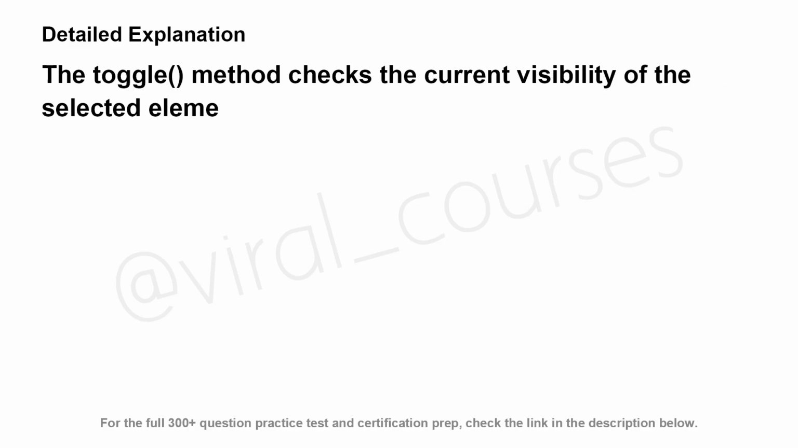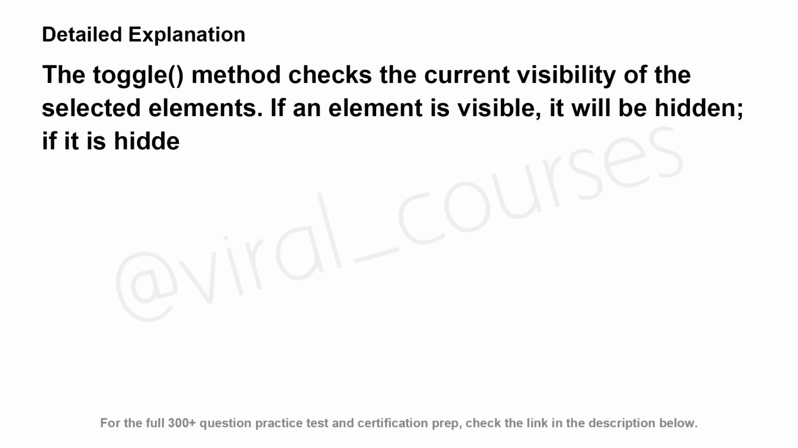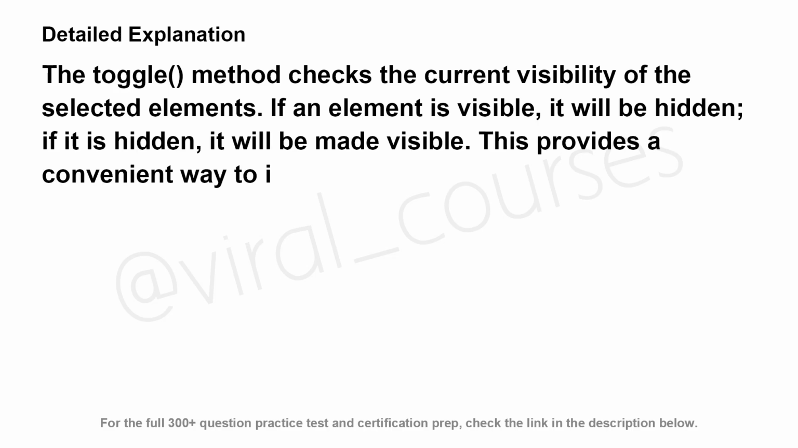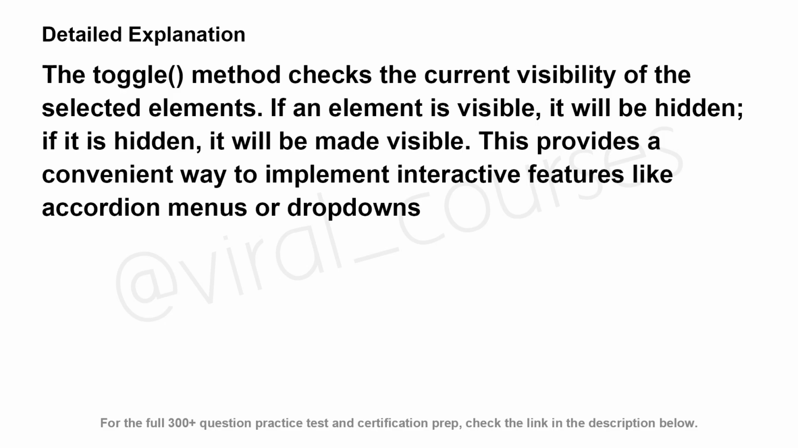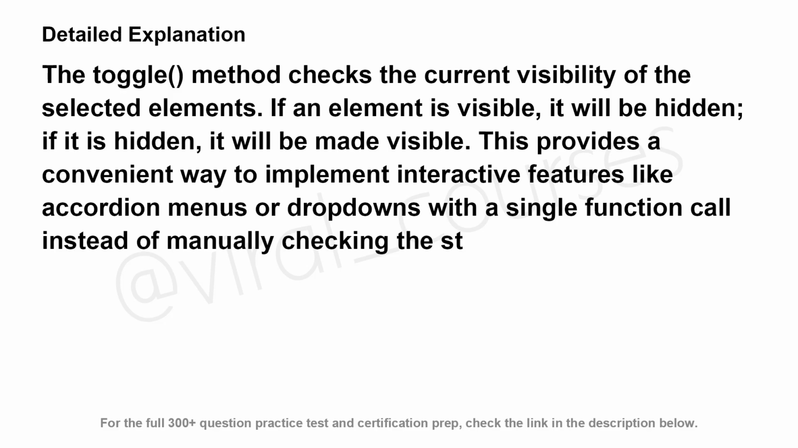The toggle method checks the current visibility of the selected elements. If an element is visible, it will be hidden. If it is hidden, it will be made visible. This provides a convenient way to implement interactive features like accordion menus or drop-downs with a single function call instead of manually checking the state with if-else conditions.